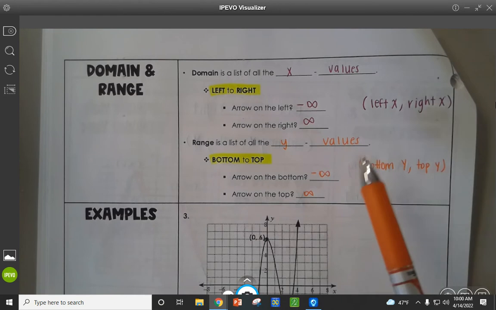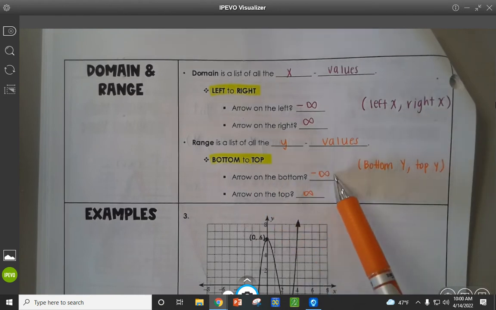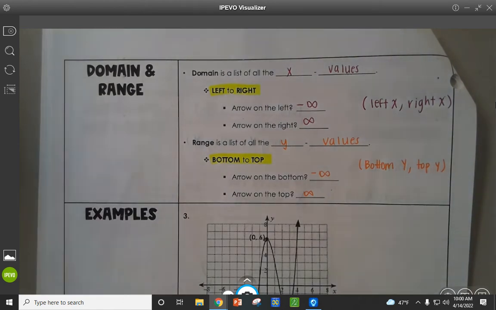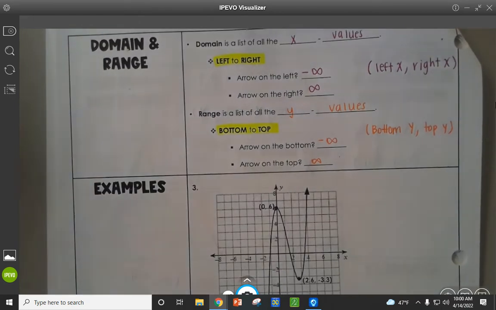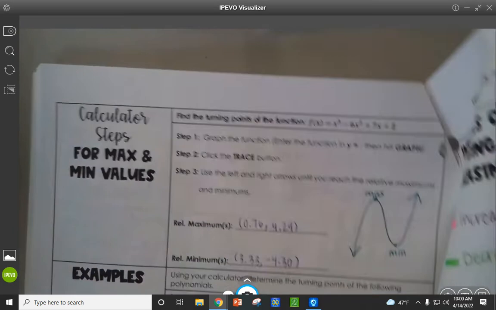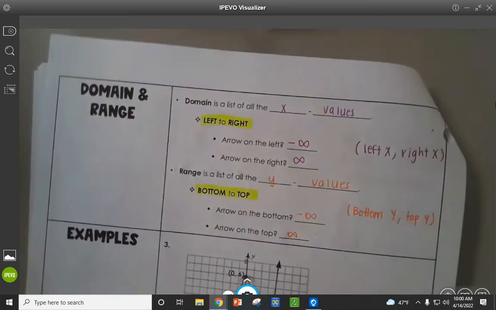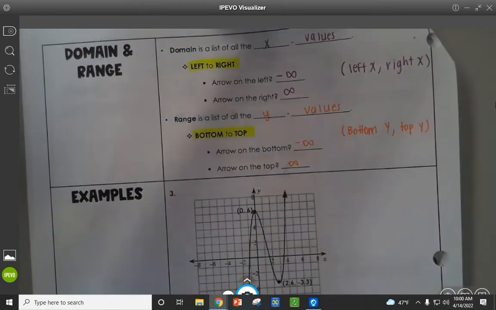Sometimes your range will be negative infinity to positive infinity, but not always. So that's the one that could change. So let's look at number 3. And it's not starting at number 1, obviously, because we are continuing from this back page. So domain.